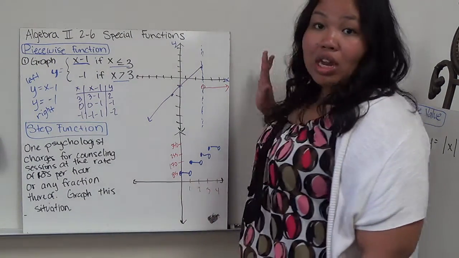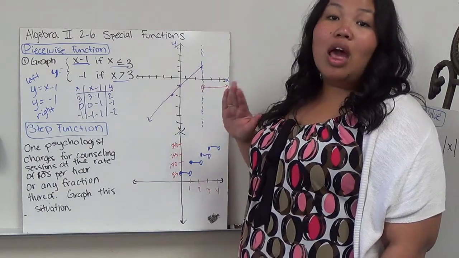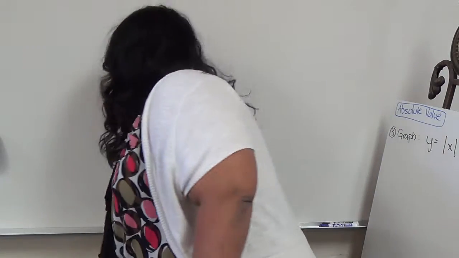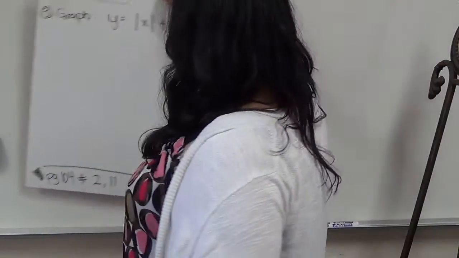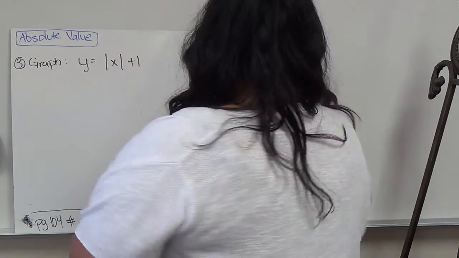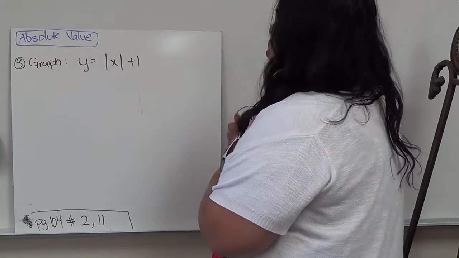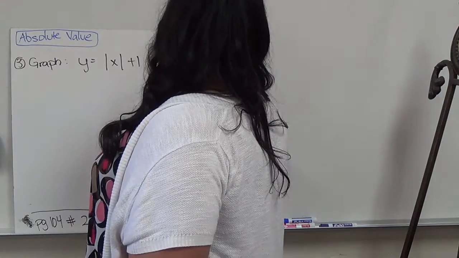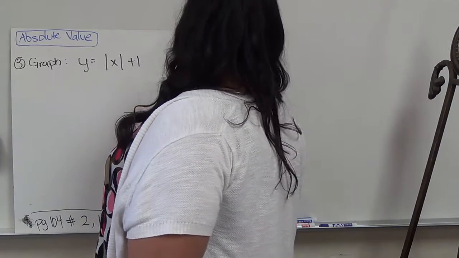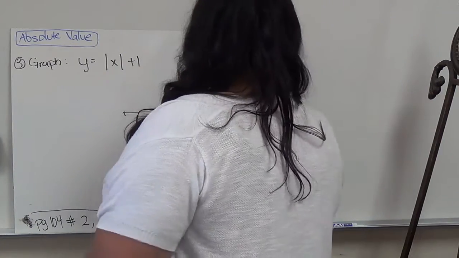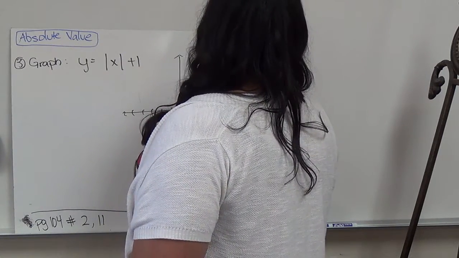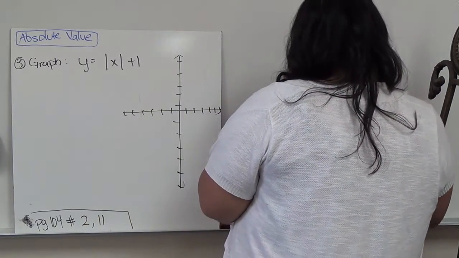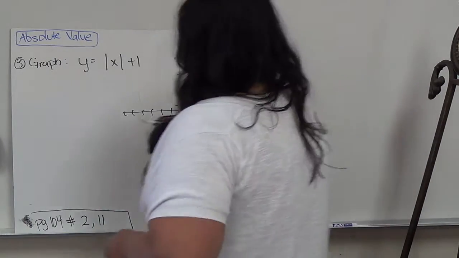Go ahead and pause it and write this down. We have one more function, and then you're done. So the next graph is an absolute value. Remember, in the absolute value, anything on the inside is positive. I'm going to graph this simply by using a table. The absolute value graphs as a V, so I'm going to keep going until I have a V shape.